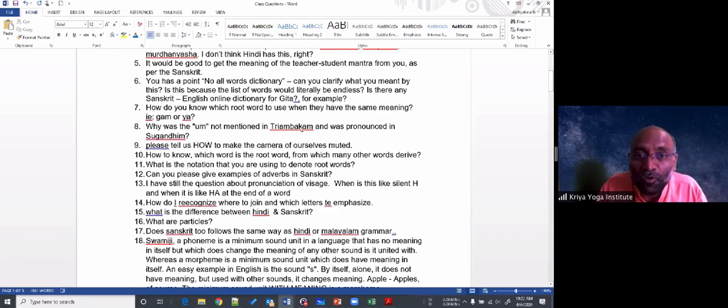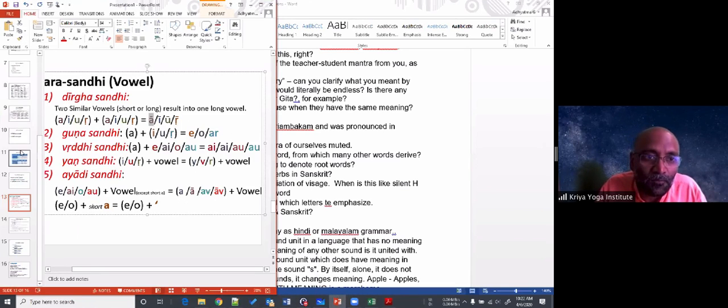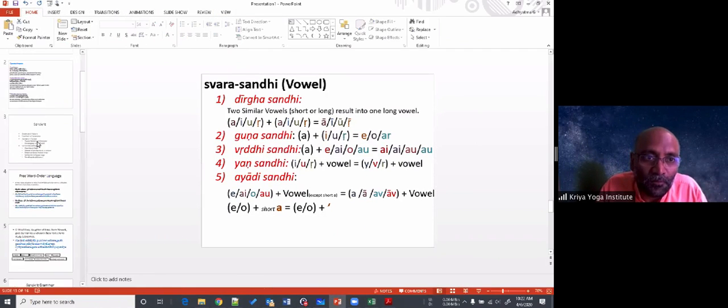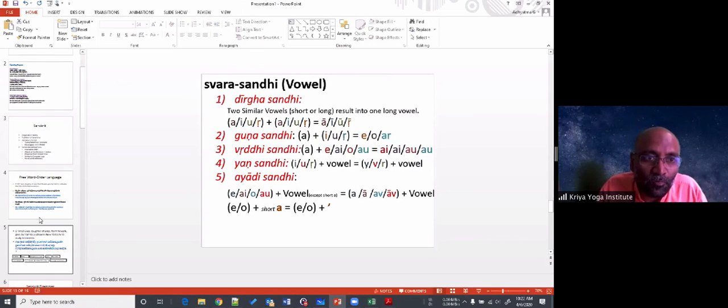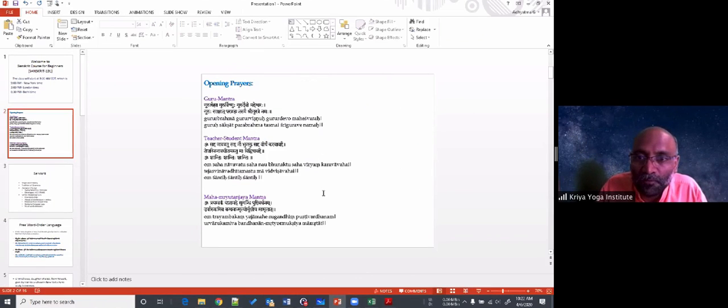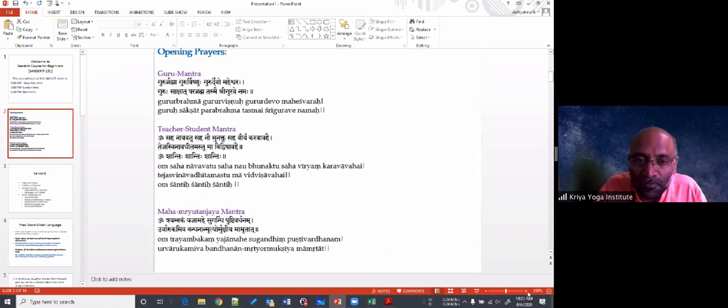It was not mentioned in the text and was pronounced in sandhi. So this is related to my prayer here. We do the opening prayers of the class. And I'll increase the size so that you can see it clearly.